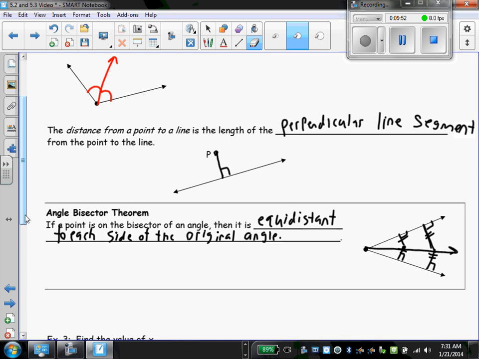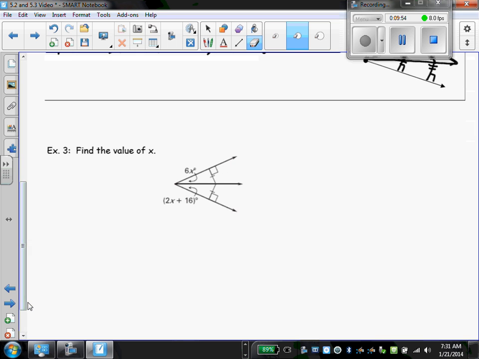So, using that in an example, find the value of x. Well, here's what's going on here. First of all, we know that these are right angles, which means that this line segment here and this line segment here are indeed the distances from this point over to these two sides, and we're told that they're the same length. Well, remember, those being the same length means that we have angle bisectors.